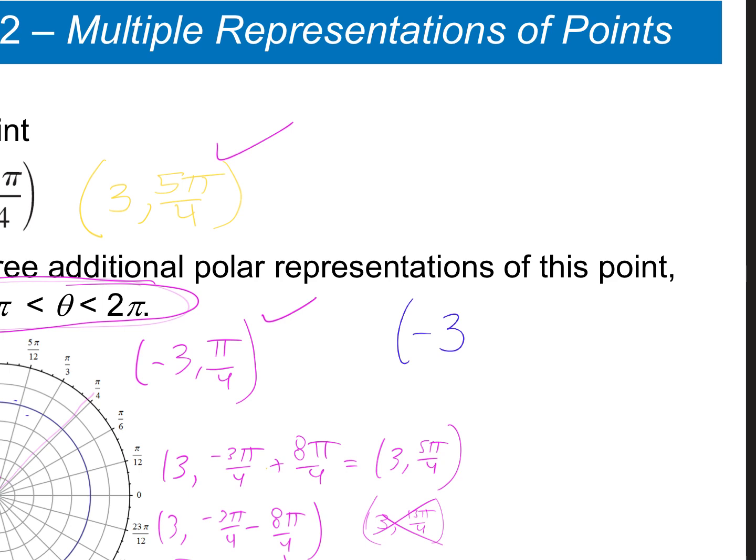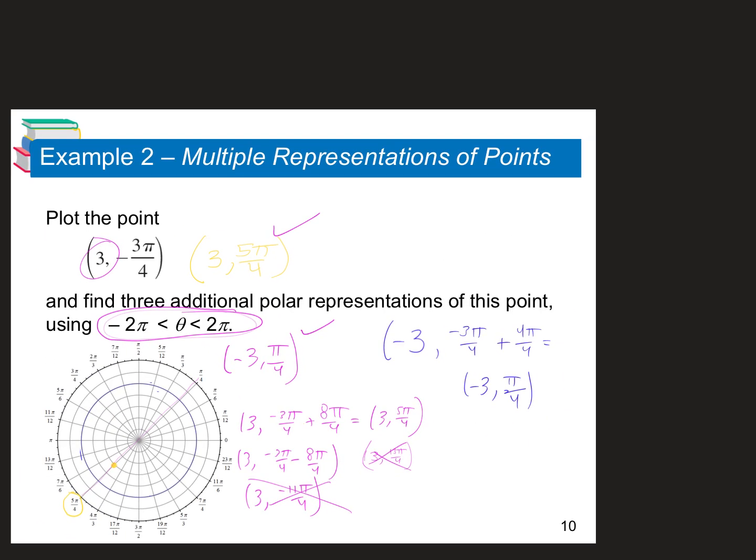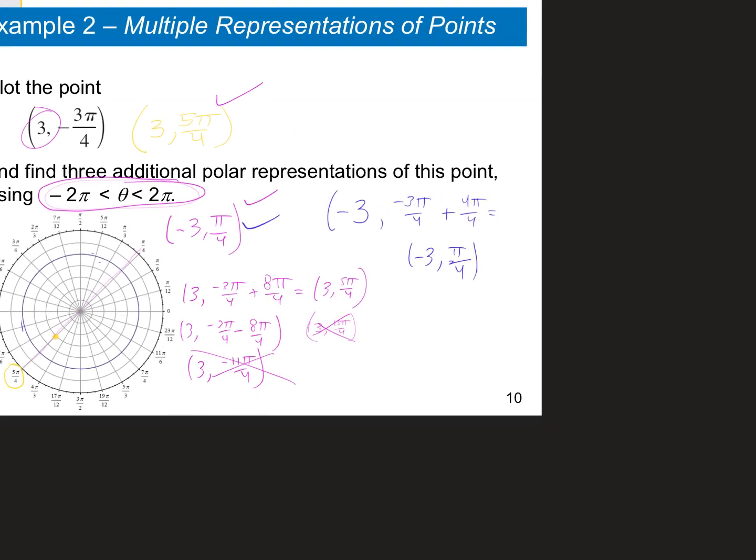So I'm going to take my initial, it was negative 3 pi over 4. Okay, so negative 3 pi over 4. Let's add pi, which would be 4 pi over 4, right? 4 pi over 4, which gives me negative 3 comma pi over 4, which we already found, correct? Right here? Just by looking. Right? So now I can say, okay, well, this is probably going to work.